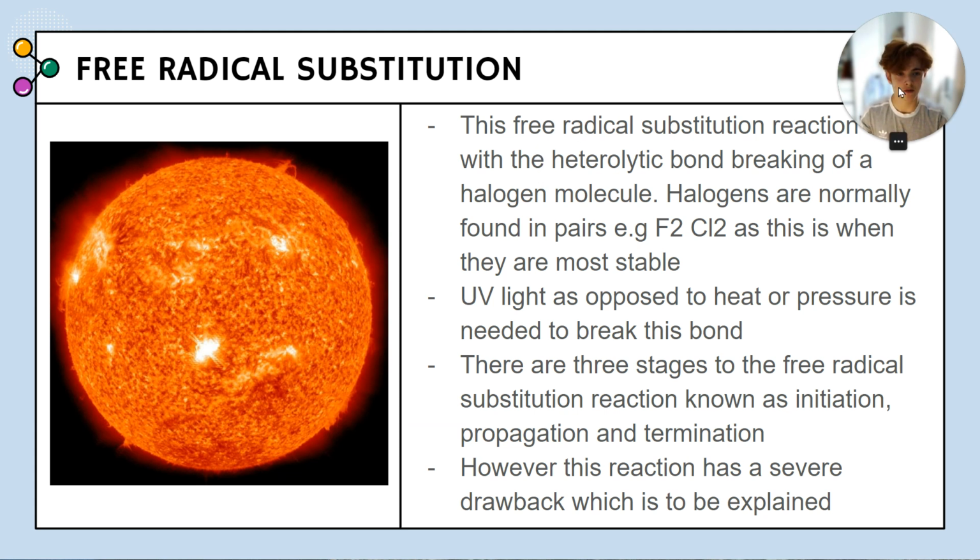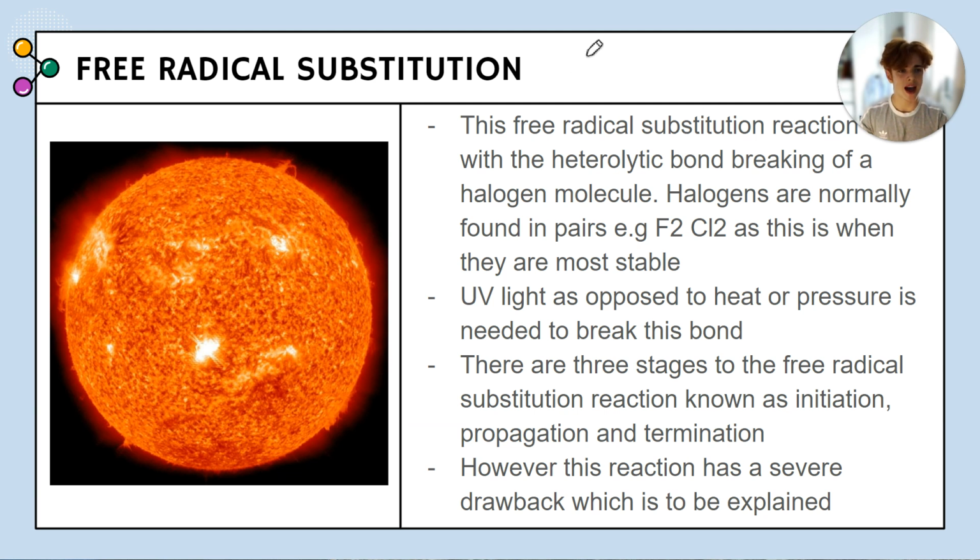This free radical substitution reaction involves the heterolytic bond breaking, and that's the heterolytic bond breaking that I mentioned here. That is where two electrons in a bond go like that, and there's a bond here. Each electron goes to one end of an atom to form two free radicals. That's how heterolytic bond breaking works. And it starts with the heterolytic bond breaking of a halogen molecule.